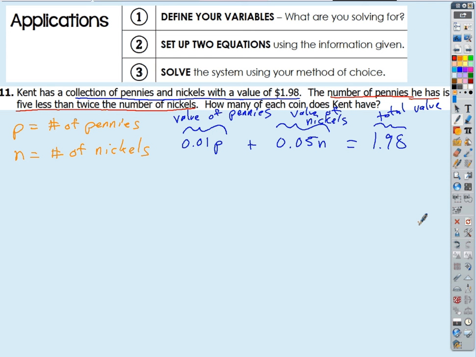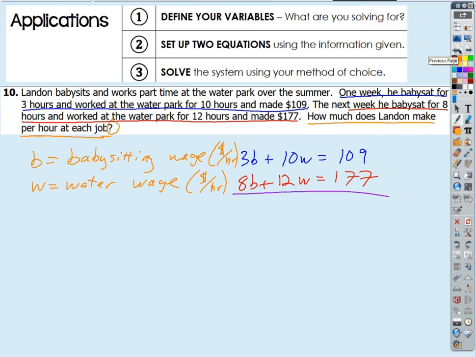So I don't really need those rates in there. I just need the number of pennies and the number of nickels, and that's what P and N stand for, right? So the number of pennies he has is, well, what's that tell us? That's telling us P equals, right? And then 5 less than twice the number of nickels. There you go.